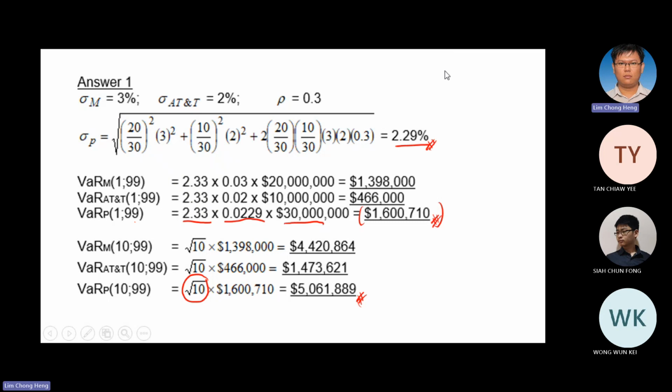Okay. If you finish, you go to do question 2, and then you read the question carefully.